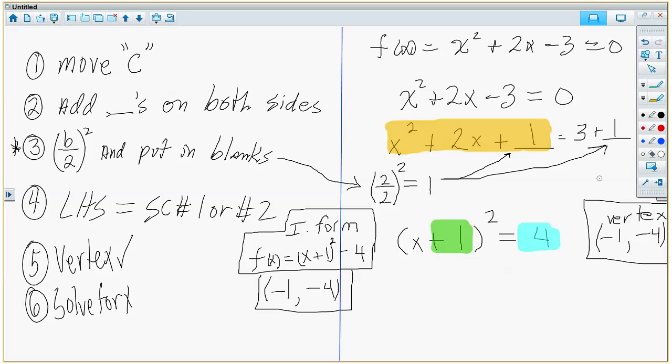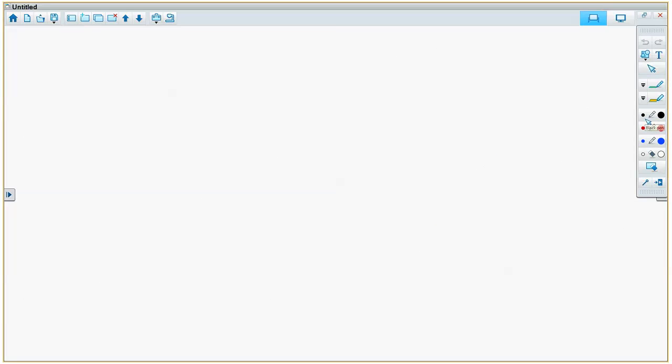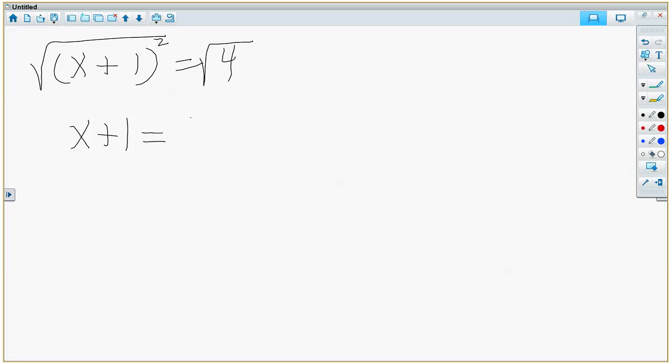Take the square root of both. So I'm going to take my handy dandy page and start over up here. I'm going to say x plus, what was it? X plus what? 1. Quantity squared is equal to 4. And I'm going to take the square root of both sides. That's going to give me x plus 1 is equal to positive or negative 2. And then x is equal to positive or negative 2 minus 1.